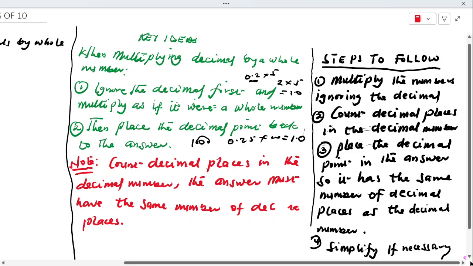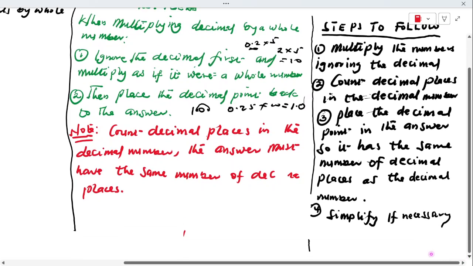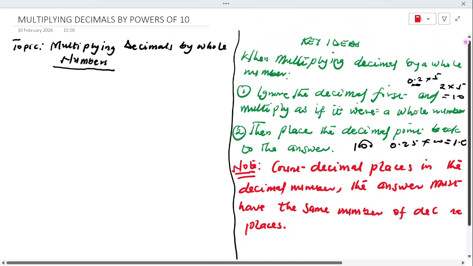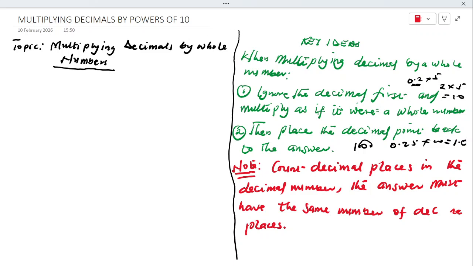So let's dive in to look at some examples of multiplying decimals by whole numbers. Okay, so let's look at some examples here. Example number 1. Multiply 3 by 0.4.